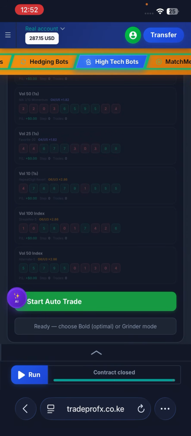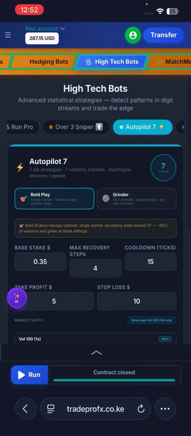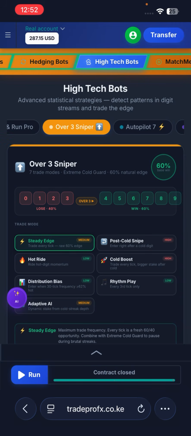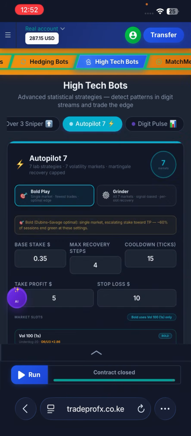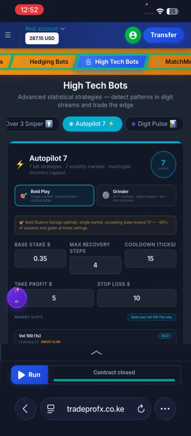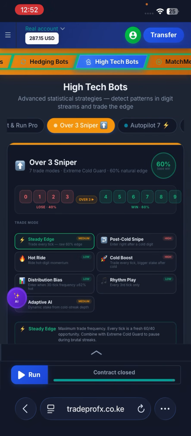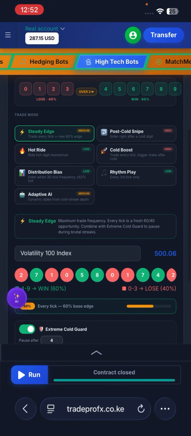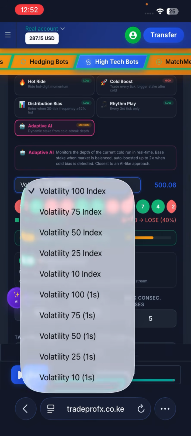Obviously it gives you a 50-50 edge, but with the good strategies, that's why I like using the Over 3 Sniper. These ones are my lessons for knowing what strategies I'm going to input so that I can execute my trades. So let me show you the Over 3 Sniper. Remember I did some trading modes here, and I don't know whether you people have tried the Adaptive AI, which is also working quite well.